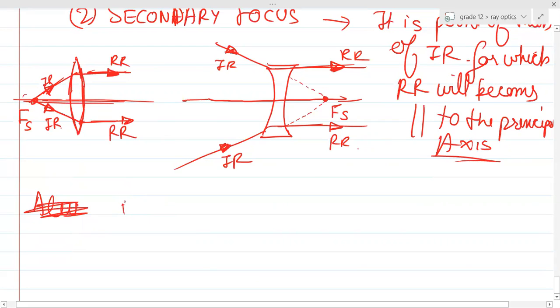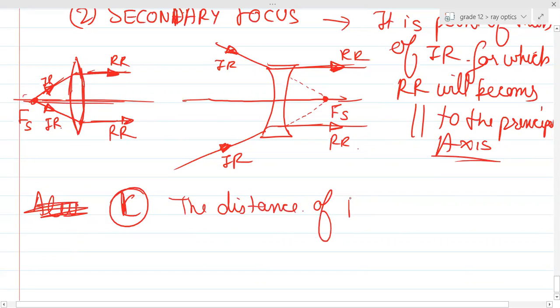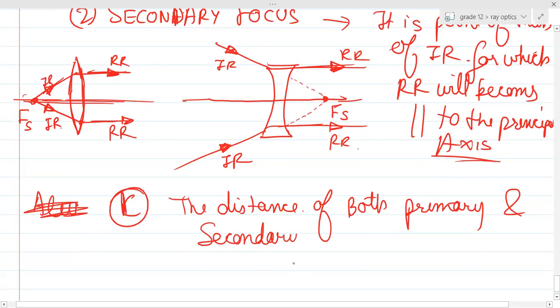Now, C point. The distance of both primary and secondary focus.